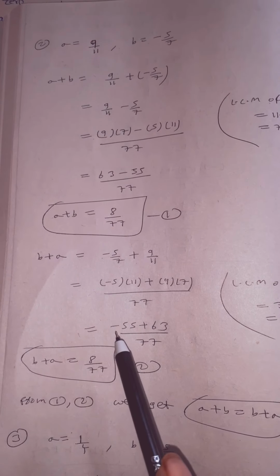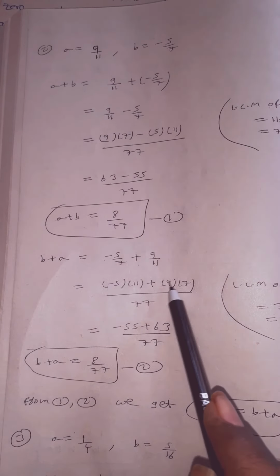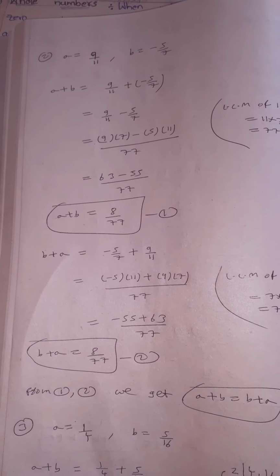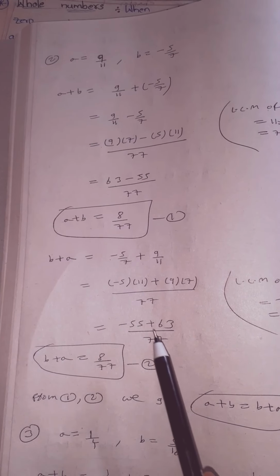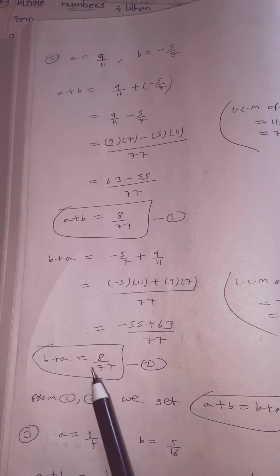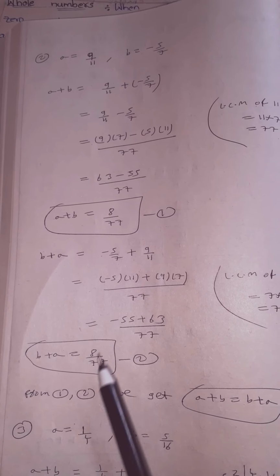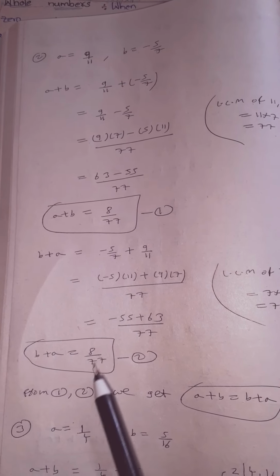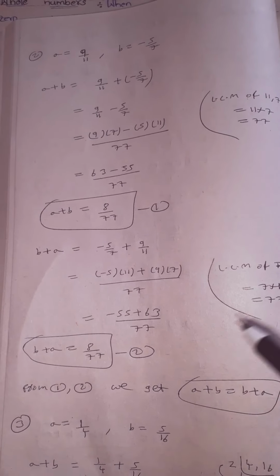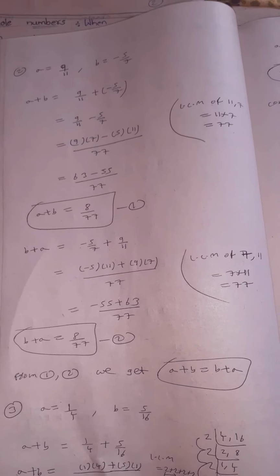So minus 5 into 11 is how much? Minus 55, plus 9 7s are 63 by 77. So here the bigger number has positive sign, children, so your answer will also come positive. So 63 minus 55 is 8 by 77. So from 1 and 2 we got the same answer, children.